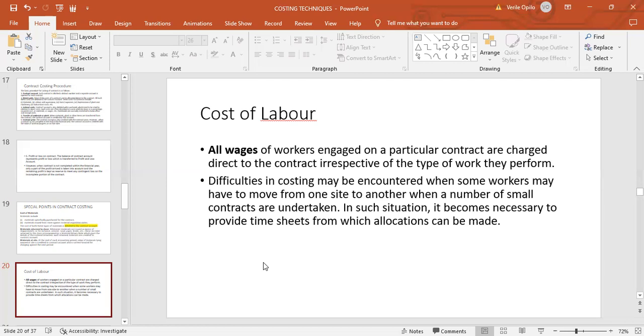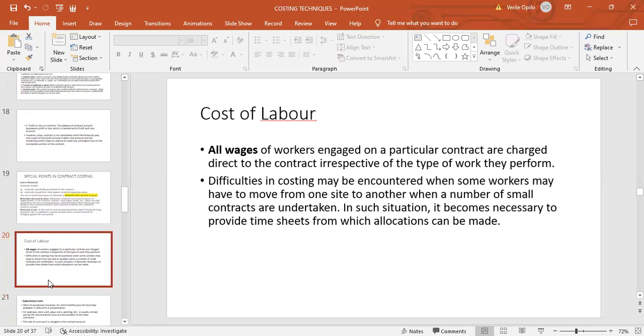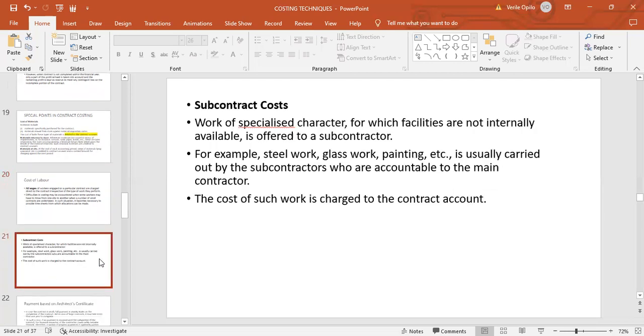For the indirect labor, when it comes to contract costing, we include all the wages for all the workers. We're not going to specify that, oh, because these ones are direct, then we include it into the contract, and those who are indirect, we don't include it. We include all the wages for all the workers that were engaged in the production or in the facilitation of the contract. The other special point we need to factor in is what we call the subcontract costs.